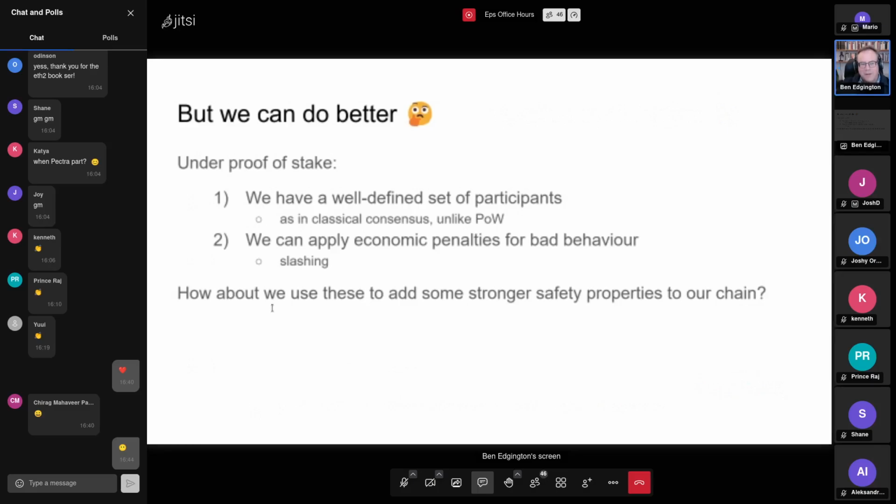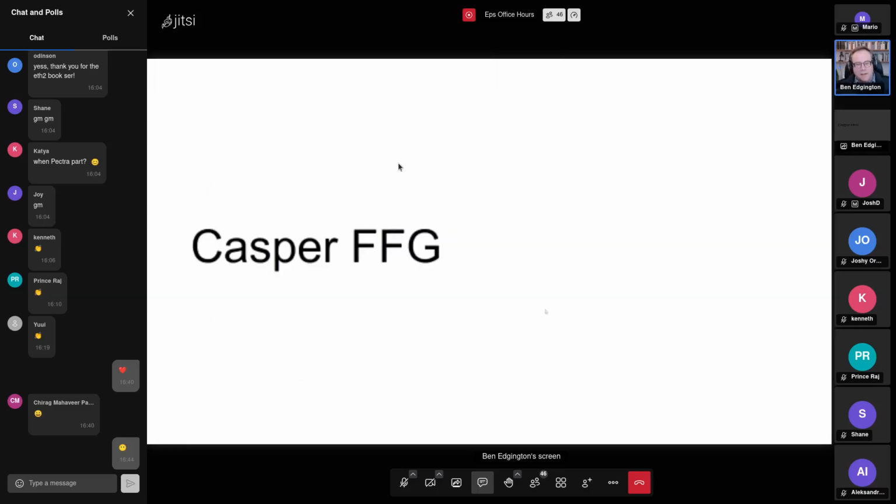But the idea is we can do better because we have two features under proof of stake. We have a well-defined set of participants. We know who the stakers are effectively. They have an on-chain identity. It's a closed set, unlike in proof of work where anybody can be mining on the chain. And we can do slashing. We can apply economic penalties for bad behavior. So how about we use these properties to add some stronger safety properties to our chain? And that's where we get to Gasper FFG. But I am going to pause for breath and take questions.